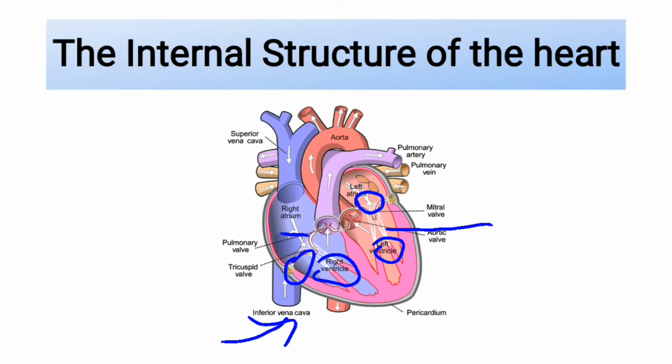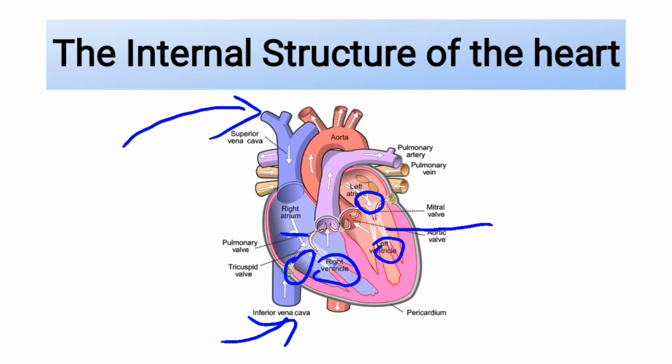Then we also have this vessel called the superior vena cava. The superior vena cava is able to get blood from the head region, that is the brain, nose, eyes, and vital organs, which includes such. The superior vena cava brings that blood into the right atrium, as well as the inferior vena cava too.